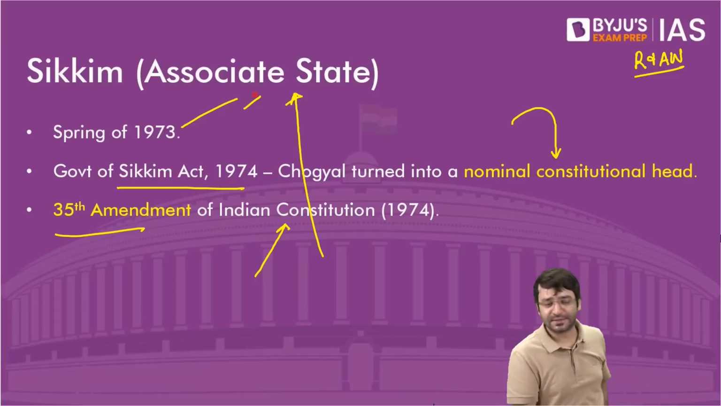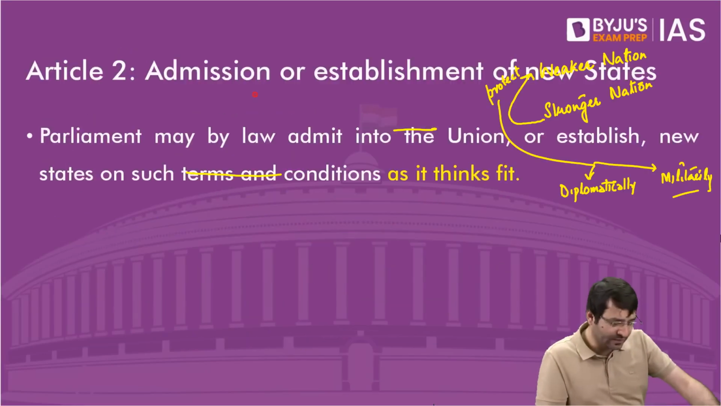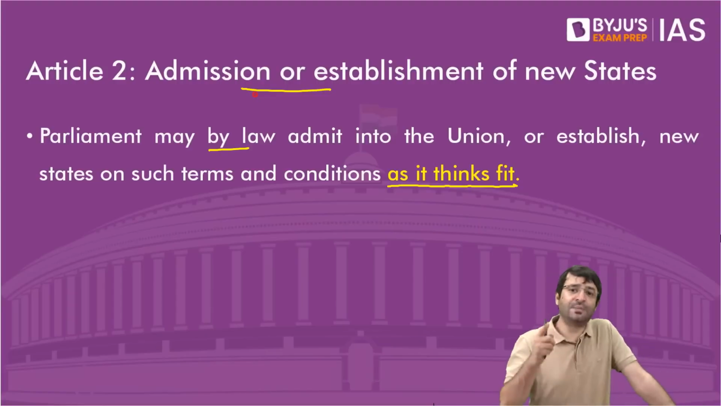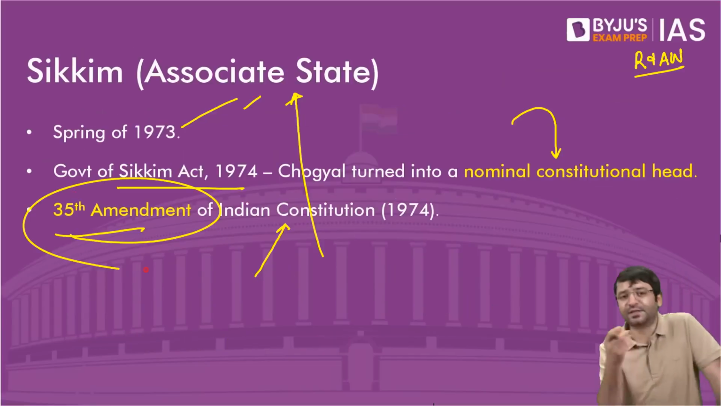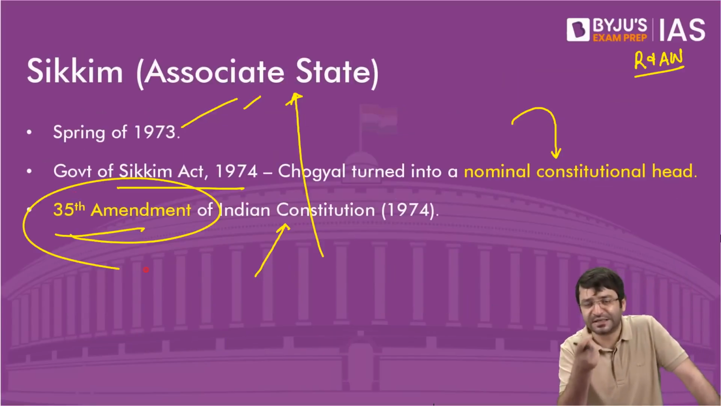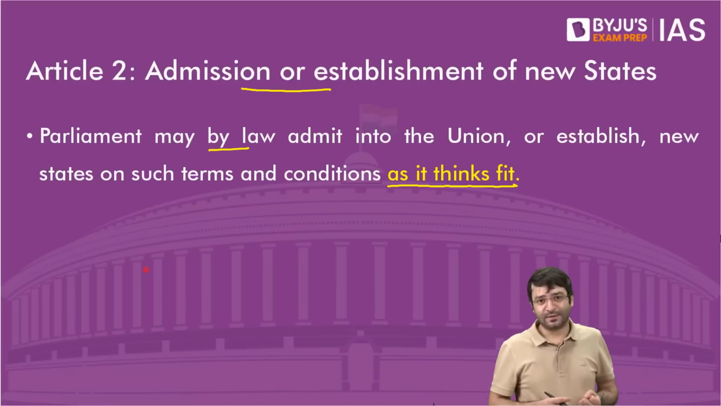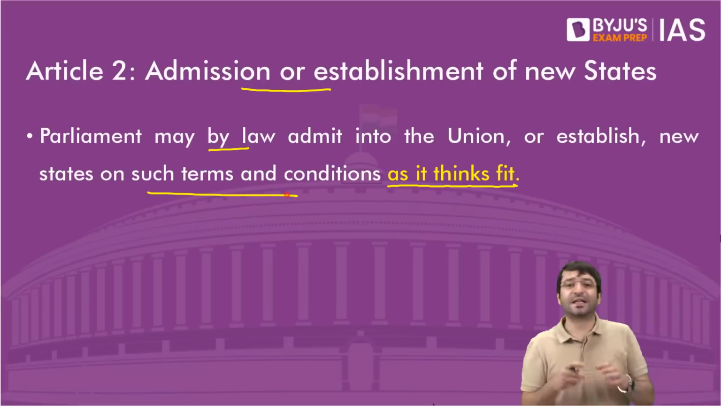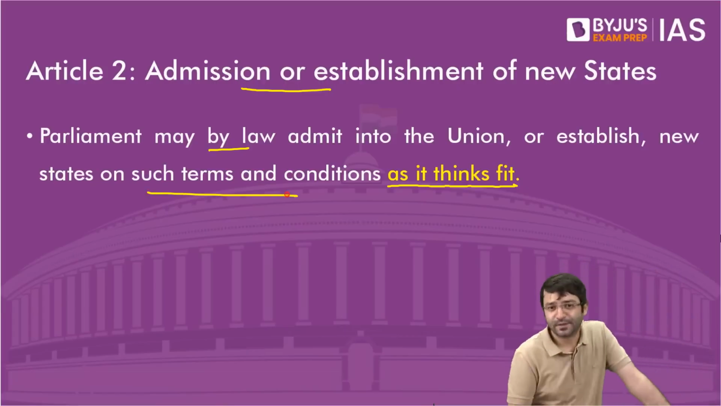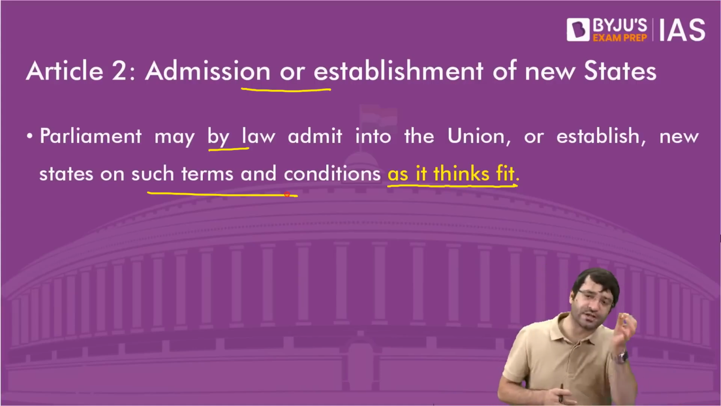Shrimati Gandhi replied back and said, possibly, you have not read the Constitution. Opposition said, how? She said, read Article 2. Parliament may, by law, what Parliament can do, it can pass a law. And what was this law? 35th Amendment to the Indian Constitution, 1974. Parliament may, by law, admit into India or establish new states on such terms and conditions as Parliament thinks fit. And we deem it fit as a Parliament that Sikkim should be admitted as an associate state.